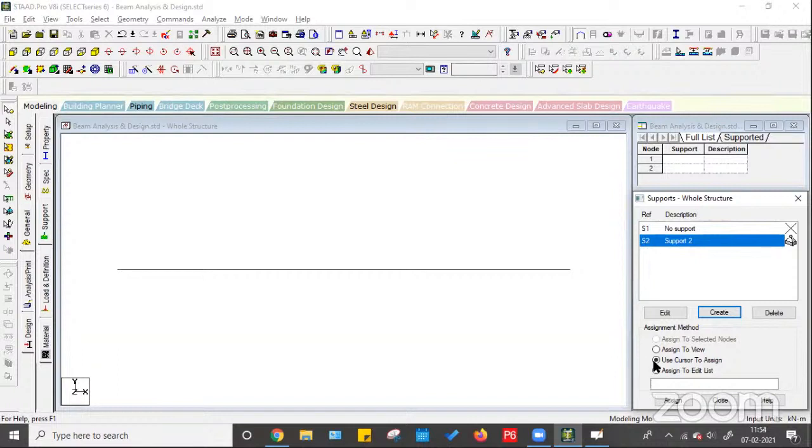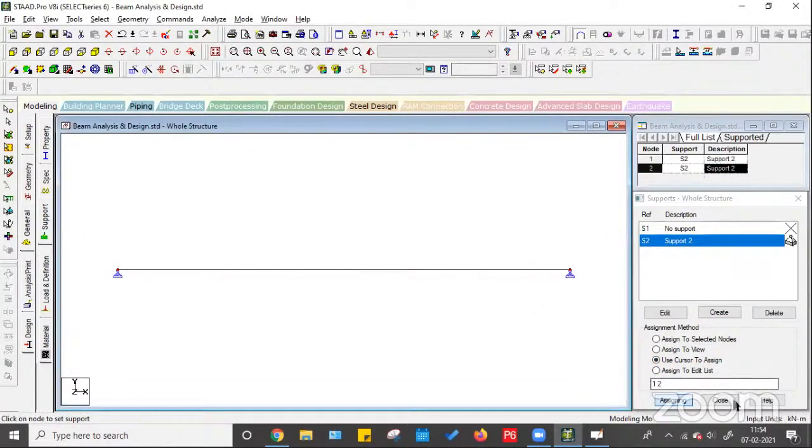This is pinned because it won't make any difference, since all the loads are vertical. So I'll click on use cursor to assign, click on assign, and assign one support here and one support here. Both I'm keeping pinned just for simplicity. Later on in the training, I'll explain the roller support as well, how to assign it, because there are some changes we have to make there. But right now it's fine. So the support is pinned on both ends.